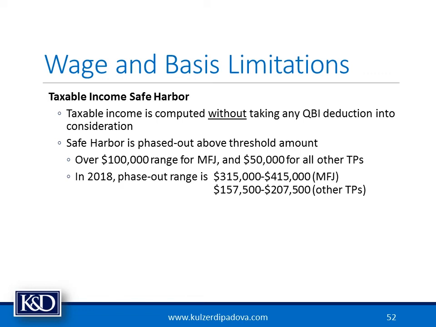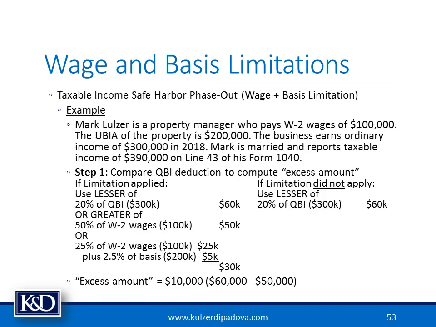And the safe harbor is phased out above the threshold amount. So it's not a cliff. It's not as though once you make $315,001, you no longer get your deduction. You have a phase-out range of $100,000 if you're married. And for the most part, I'm going to be using married taxpayers in my examples unless I say otherwise. So the phase-out range for 2018 is between $315,000 and $415,000. I'm going to go through another example to show you how the phase-out works because I'm going to be using it going forward.